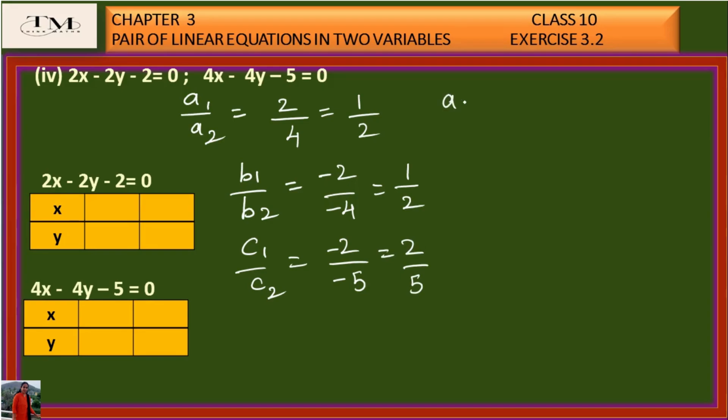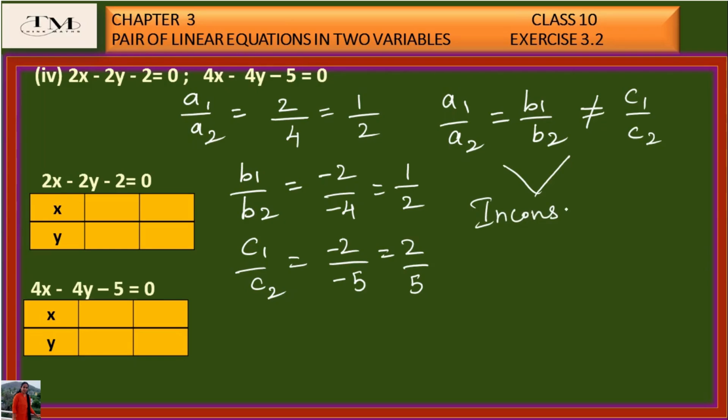On comparing, we get A1 by A2 equal to B1 by B2, but it is not equal to C1 by C2. If this condition comes, then it is inconsistent. The pair of linear equations are inconsistent and we get no solution. So we no need to find those coordinates. Okay. So I hope you can understand all the problems in this session.